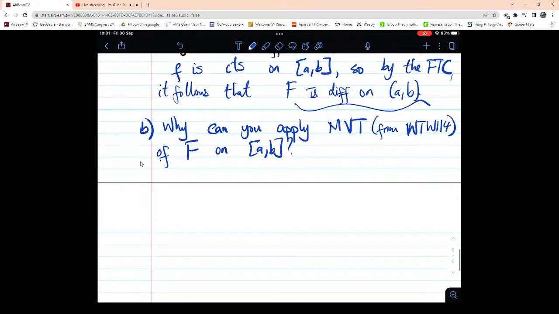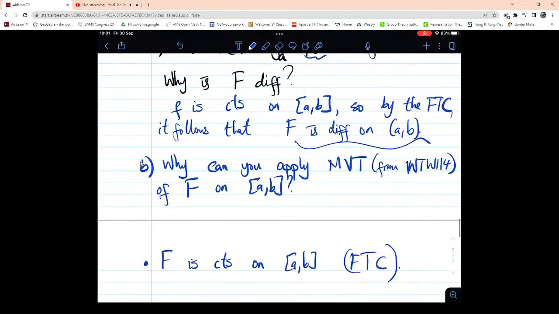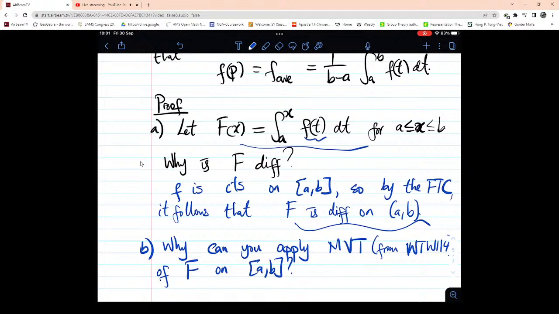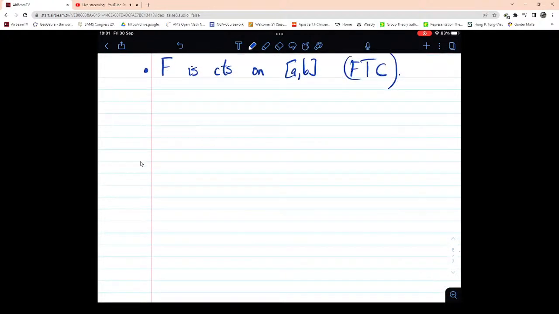Why can we do that? The reason is F is continuous on AB, and that's coming from the fundamental theorem, right? If you look at this, we know this is what happens if small f is continuous, and then we know that F is differentiable on the open interval. And again, this is coming from the fundamental theorem of calculus.